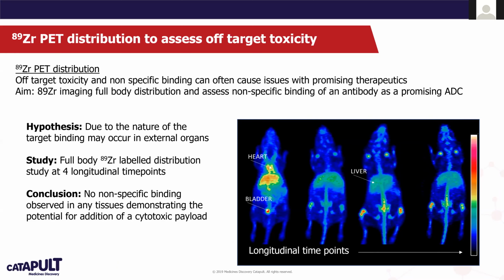So here we were able to show in our case study that we had no non-specific binding and that a promising antibody-drug conjugate could then be attached and have a cytotoxic payload added to it without causing any unwanted toxic side effects to any other areas within the body, only the area that it was targeting within the tumour.